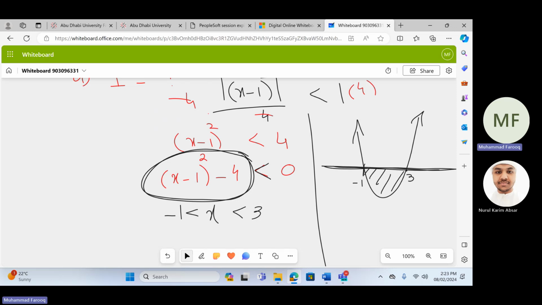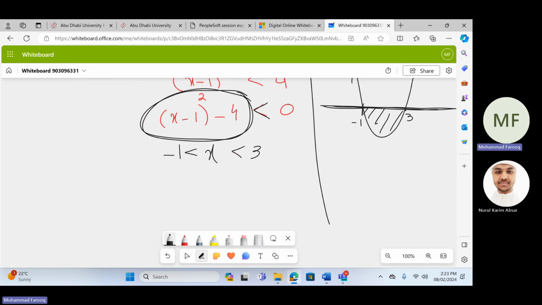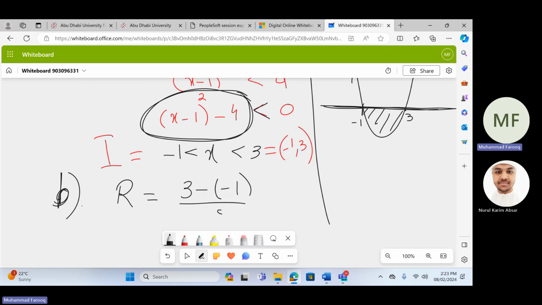So this is part A, our capital I, which is -1 to 3. Understand? Now we need R, part B, the radius of convergence. How much? 3 minus -1, divided by 2. I think it's 2. Yes or no? Yes. Okay.